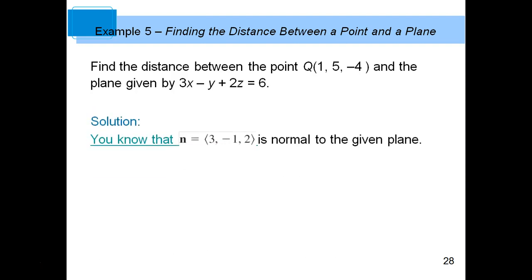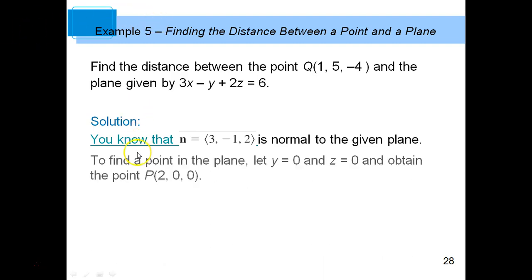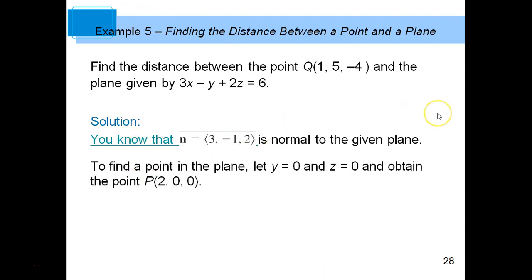Now the normal vector I don't think is quite as obvious when you see the solution. It says you know that, of course, the normal vector is (3, negative 1, 2), and that is to the given plane. And it's maybe not so obvious until you look at the video that I have linked here to Khan Academy, or you can go back and look at slide 15.